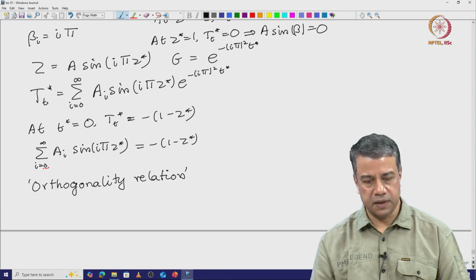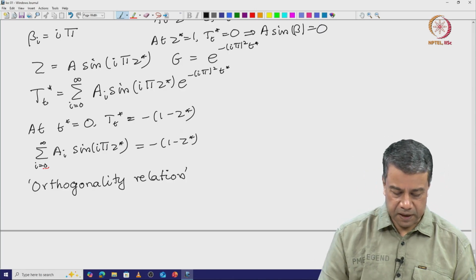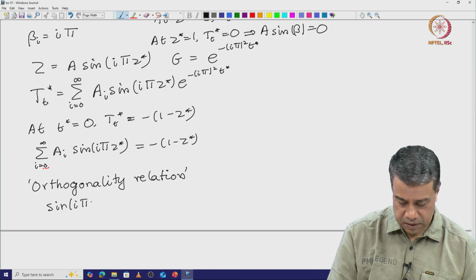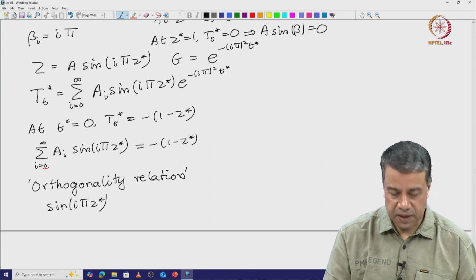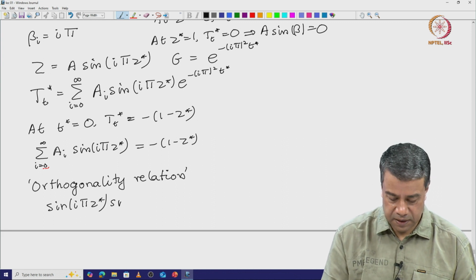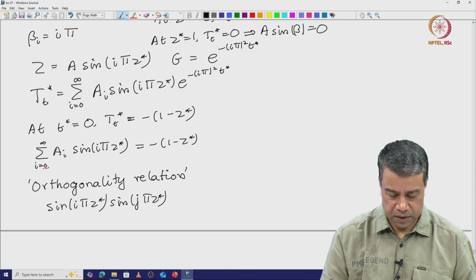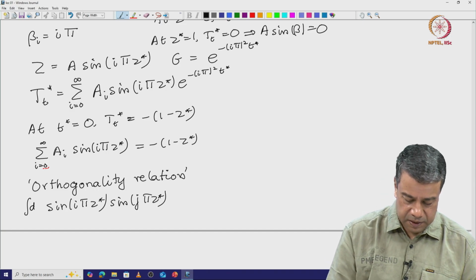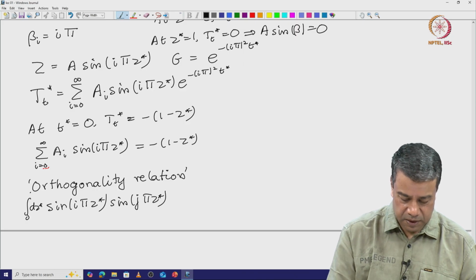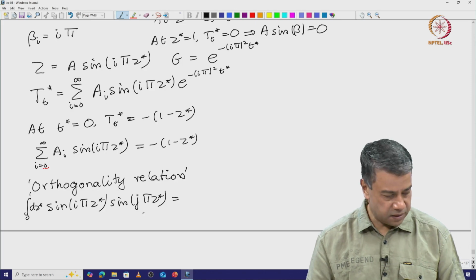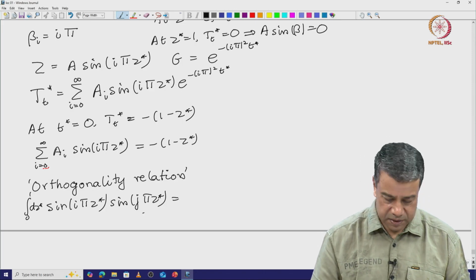Okay, it is called the orthogonality relation. If I take this function sine of i pi z star, times another function sine of j pi z star, and integrate over z between 0 and 1, this has the property that it is an orthogonal function. So, how do you see this?